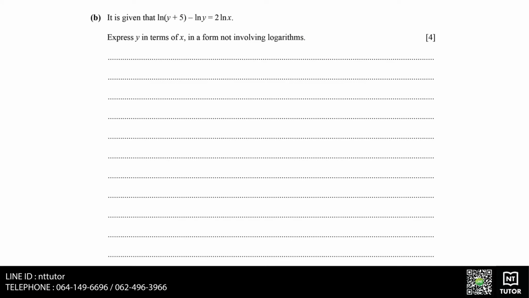B. It is given that ln (y plus 5) minus ln y equals 2 ln x. Express y in terms of x in a form not involving logarithms. So what that means is basically make y the subject of the formula with no logs.